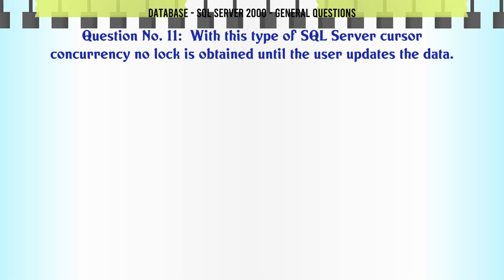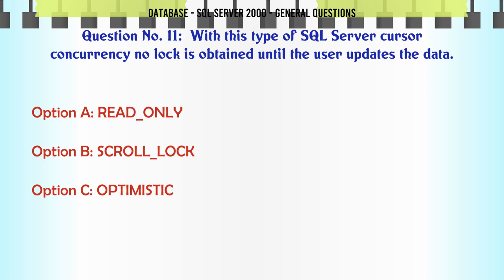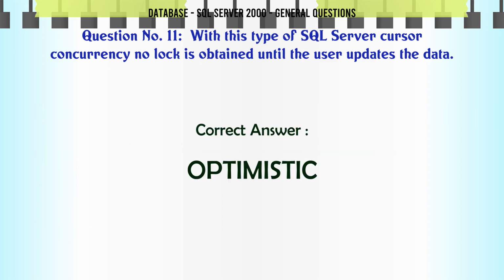With this type of SQL Server cursor concurrency, no lock is obtained until the user updates the data. A. Read only. B. Scroll lock. C. Optimistic. D. Pessimistic. The correct answer is optimistic.